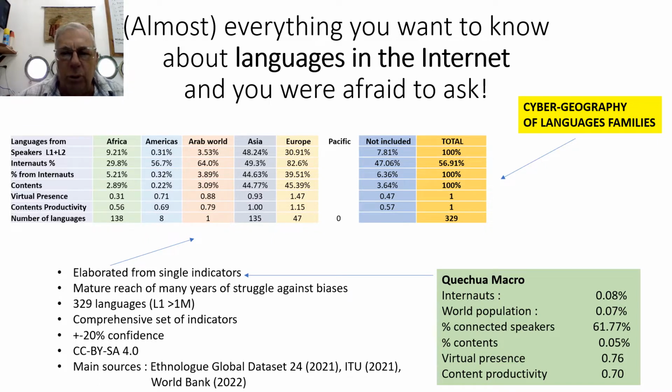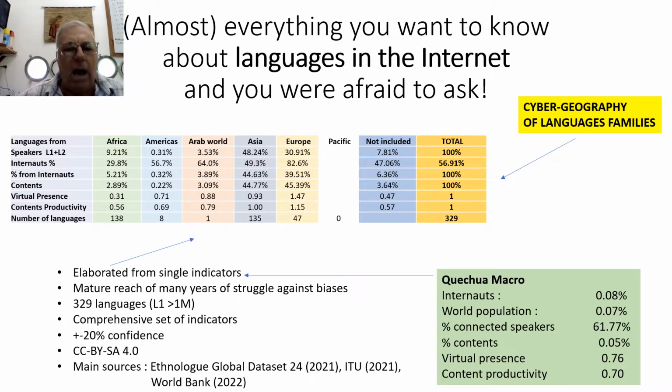I will start with the most elaborated, which I call cyber geography of language families, where we compare the different indicators we are able to produce for each of the languages we treat, for example Quechua, and put together the language families: languages from Africa, from Americas, Arab languages, from Asia, and European languages.